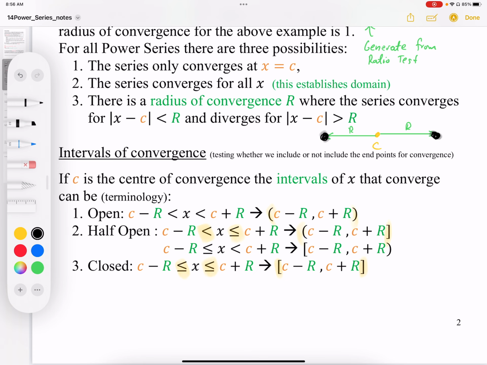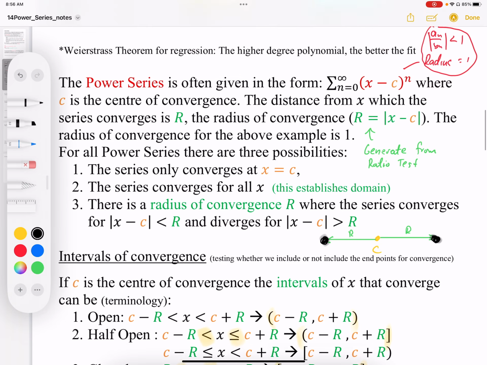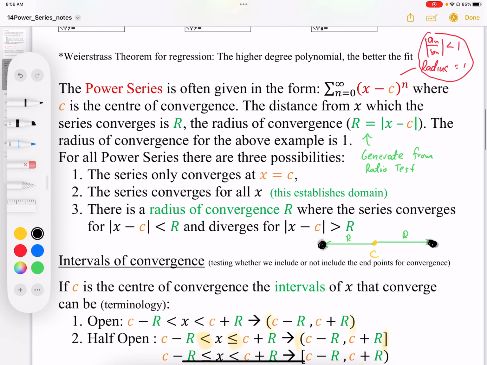So this is essentially what we're going to do. We're going to, first of all, establish our center by just looking at it. We can see our center by a horizontal shift. We're going to use a ratio test to work out the radius of convergence. That just tells us how far from the center we're going to go. And then lastly, we need to test the endpoints. And we're not necessarily going to use a ratio test for the endpoints. We will often use some other tests to see if the endpoints converge or diverge.